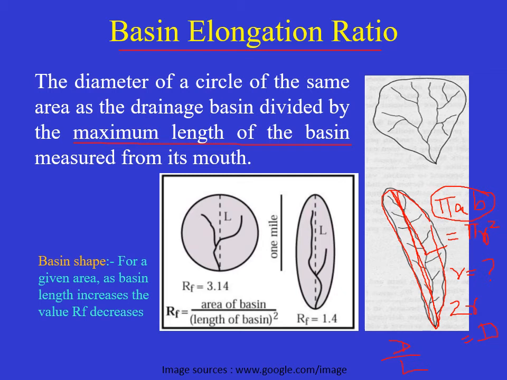In a simplistic way, many people follow this formula also, for basin shape. That is the area of the basin, say for an ellipse, that is pi AB, directly divided by the square value of the maximum length of the basin.